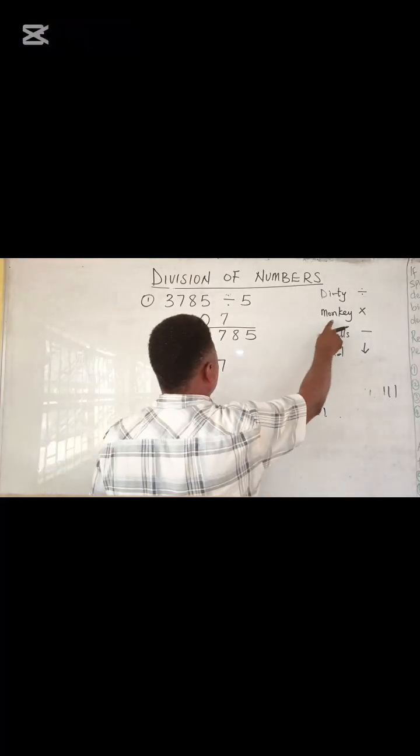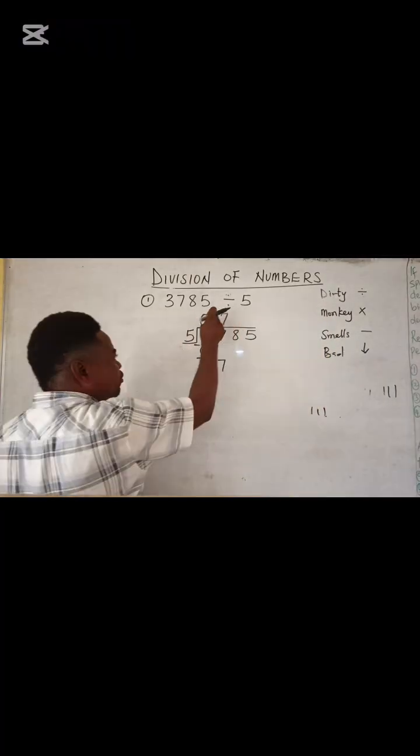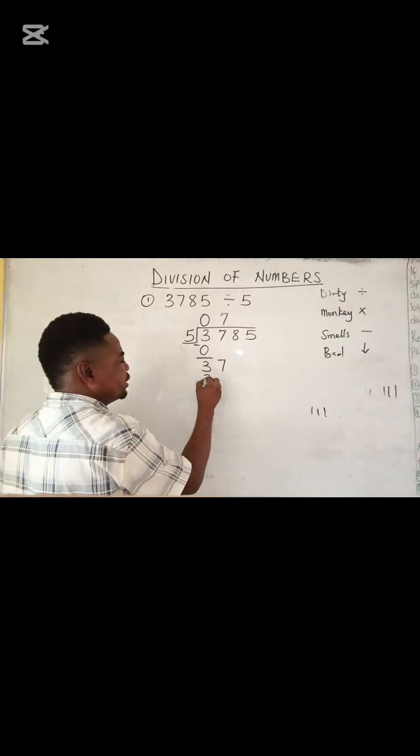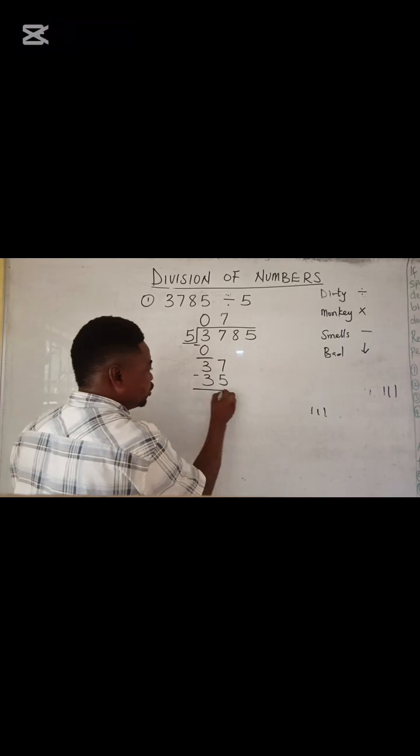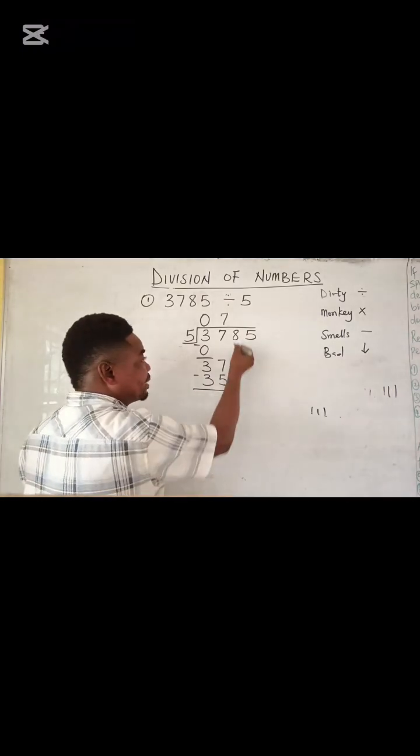So after the division, multiply 7 times 5. You will get your what? 35. Then subtract it, because that is the next step. When you subtract it, you are going to have your 2. Then bring down the next number.